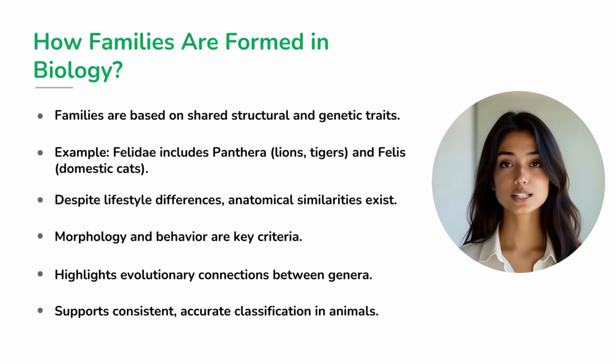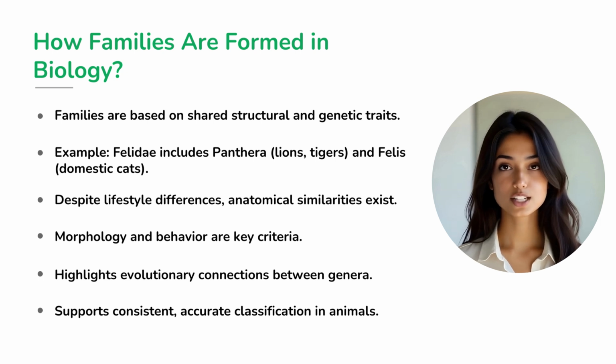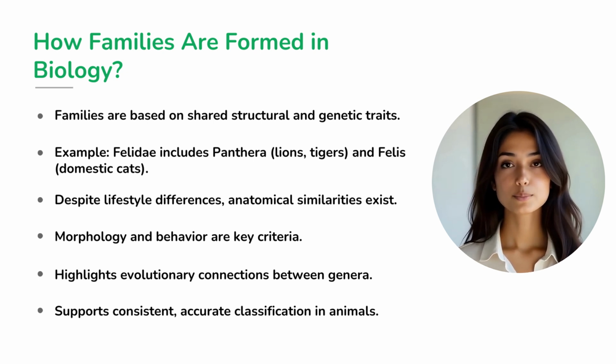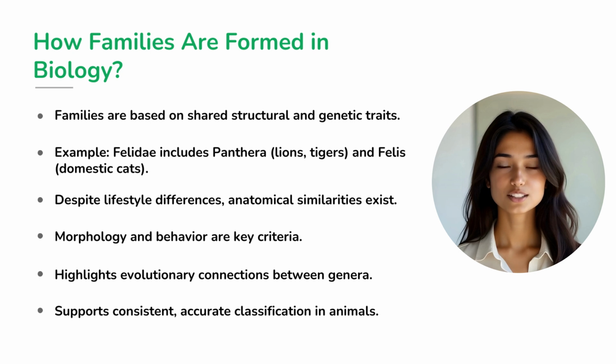Take the Felidae family. It includes big cats like lions, tigers, and leopards from the genus Panthera, as well as domestic cats from the genus Felis. Though they differ in size, habitat, and behavior, they share strong genetic and anatomical similarities. Families are recognized by studying traits like body structure, reproduction methods, and behavior patterns. These common threads help scientists trace evolutionary links that are not always obvious at first glance.